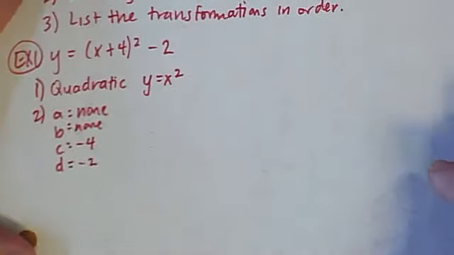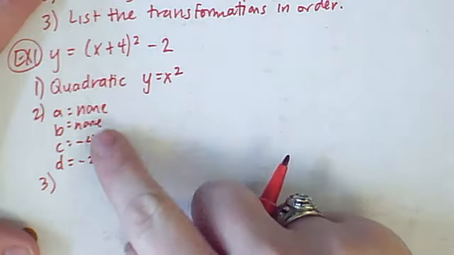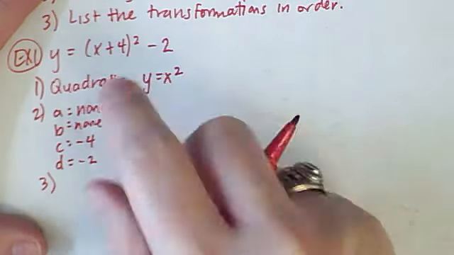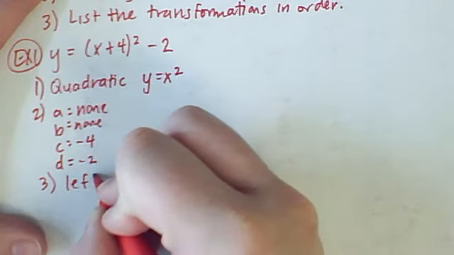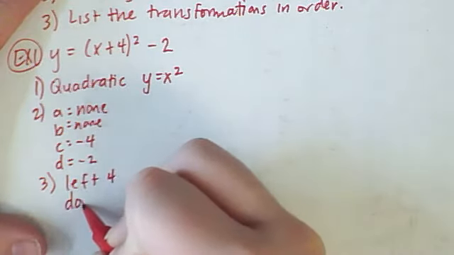So after that, we need to list the transformations. So what do each of those values mean? The C, if it's minus c here and plus 4 here, so I'm going to go left 4. If it's minus 2 on D, I'm going to go down 2.